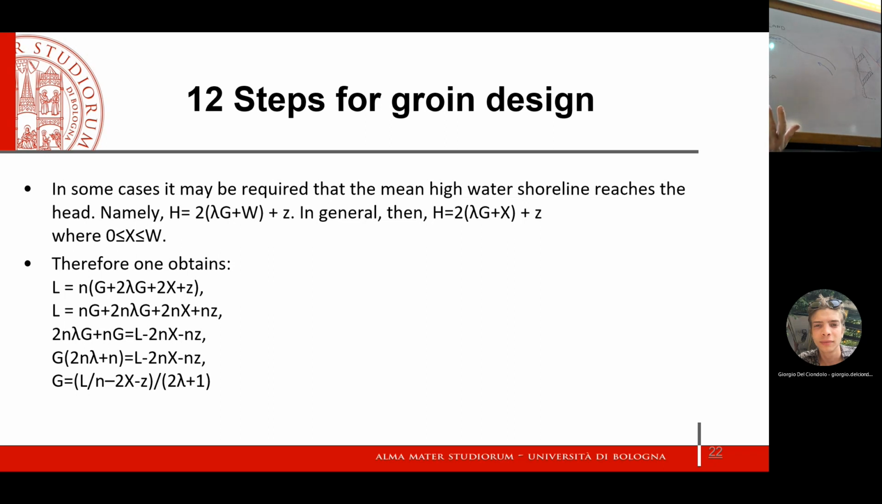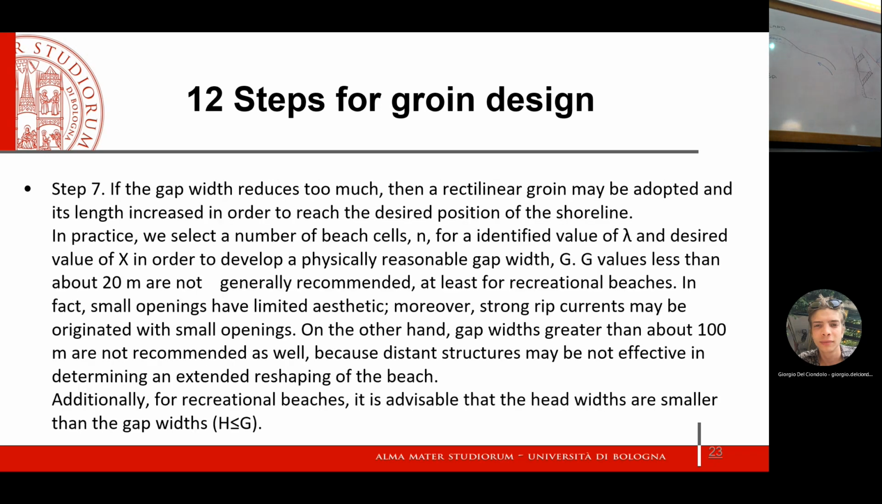Of course, we want to minimize N, because if you minimize N, you minimize the number of groins, and you have several advantages, including the cost of the intervention, which is lower. On the other hand, we may need to increase N, because if we take a high value of X, we have to increase the number of pockets, the number of beaches. Okay, and we are still in step 7.